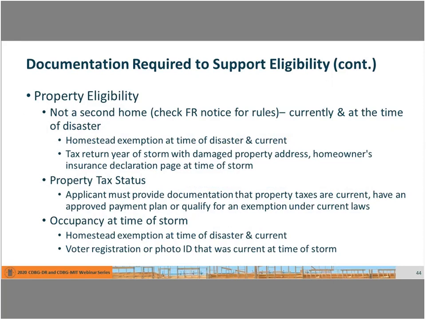For documentation that it was not a second home or rental property, these are the types of documentation suggested to be used to verify. For property tax status, this is up to the individual programs. Some grantees want taxes to be either current or for the applicant to be on an improved payment plan. Other jurisdictions have made allowances for deferred taxes if that's an option that's available to owners.